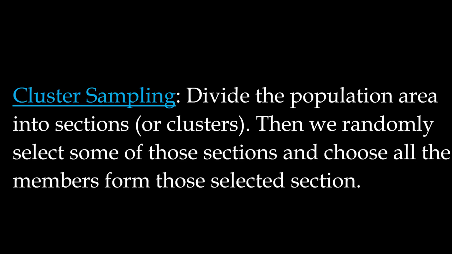Cluster sampling is when we divide the population into different sections. Then we randomly select some of those sections, then we choose every single member from those sections as part of our sample.